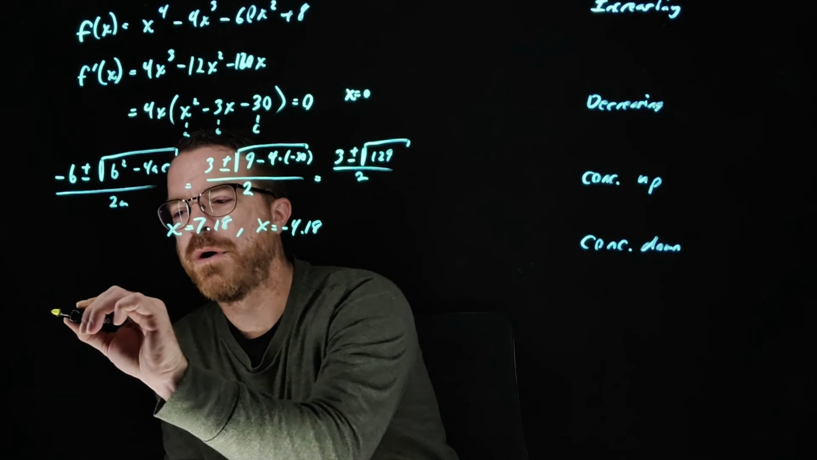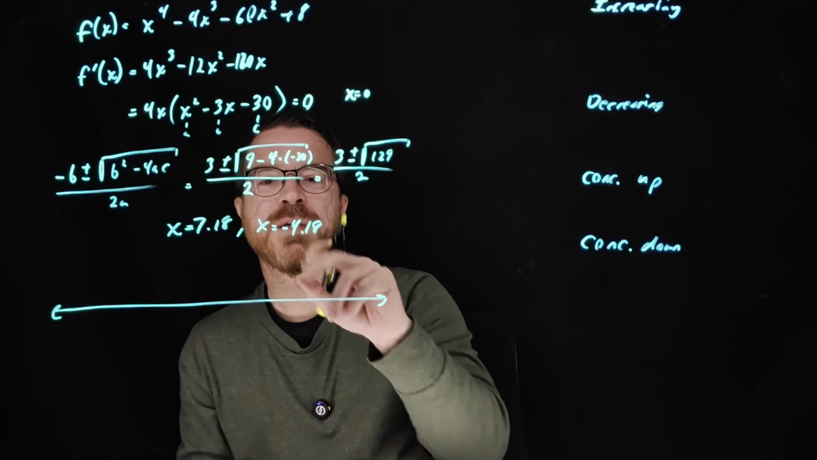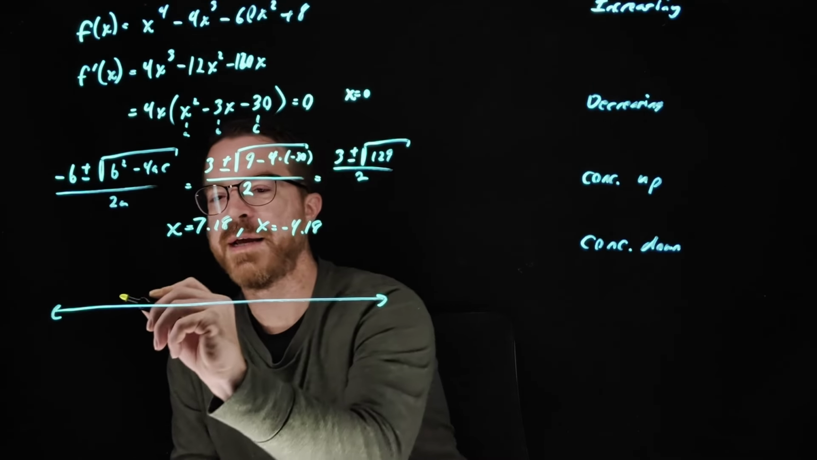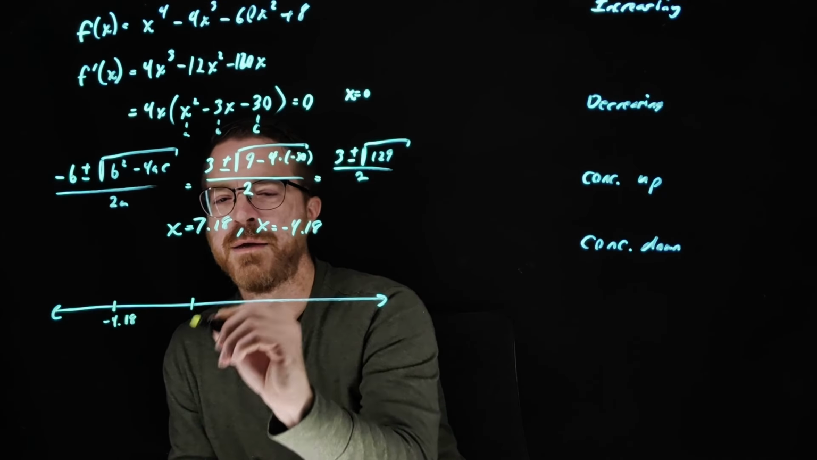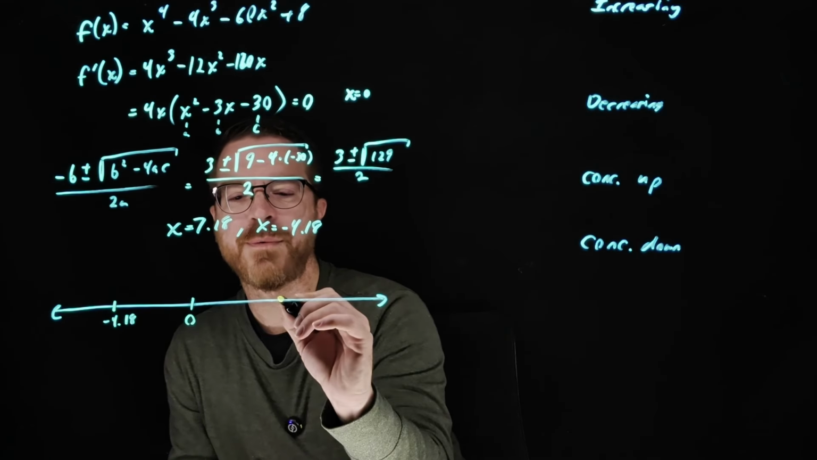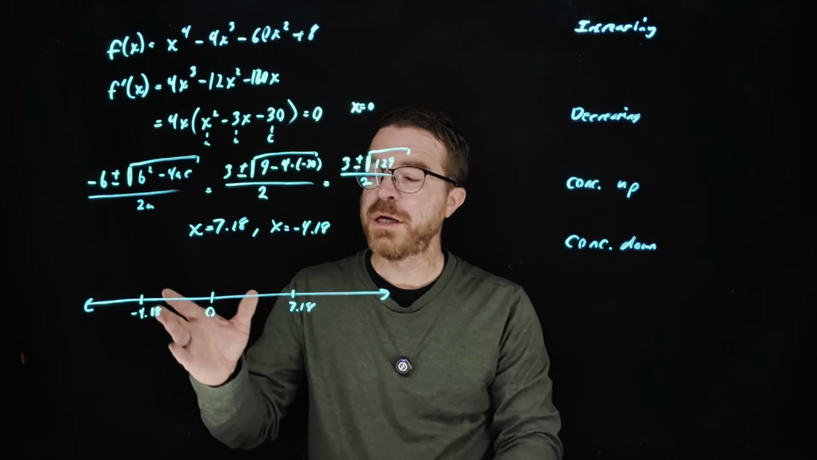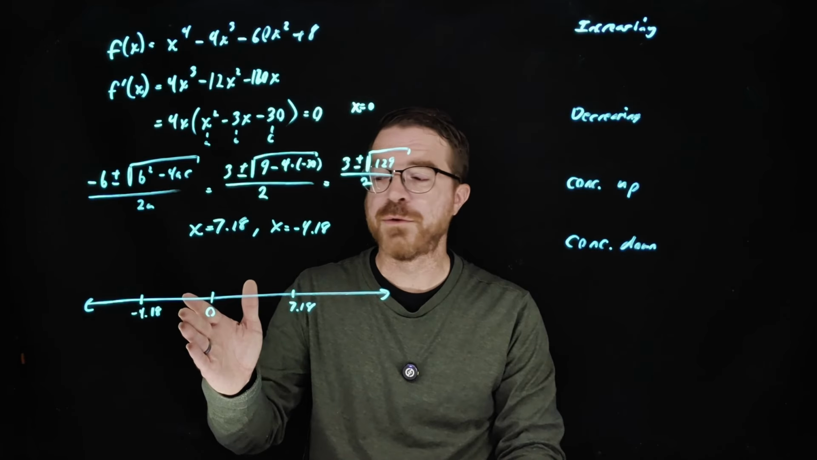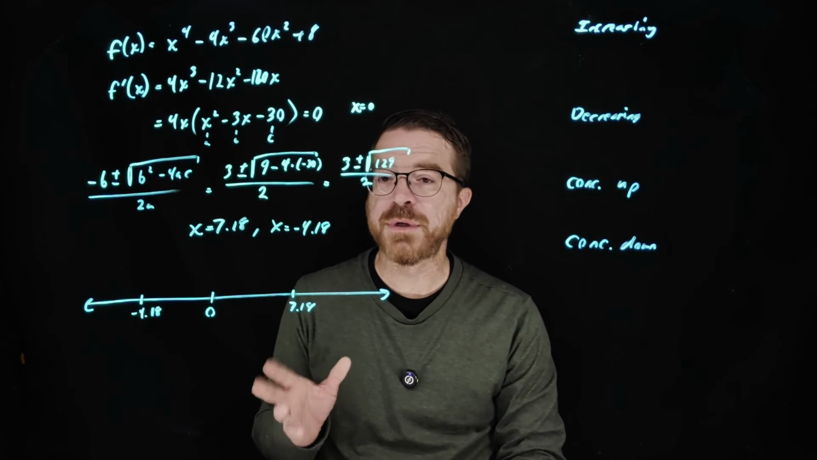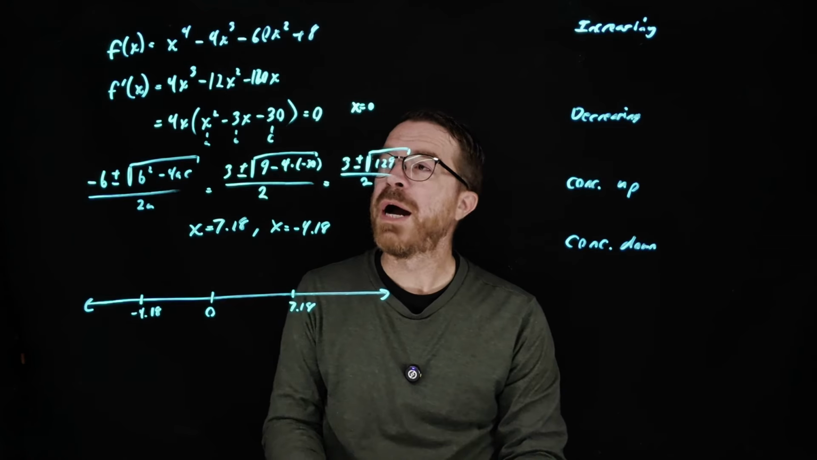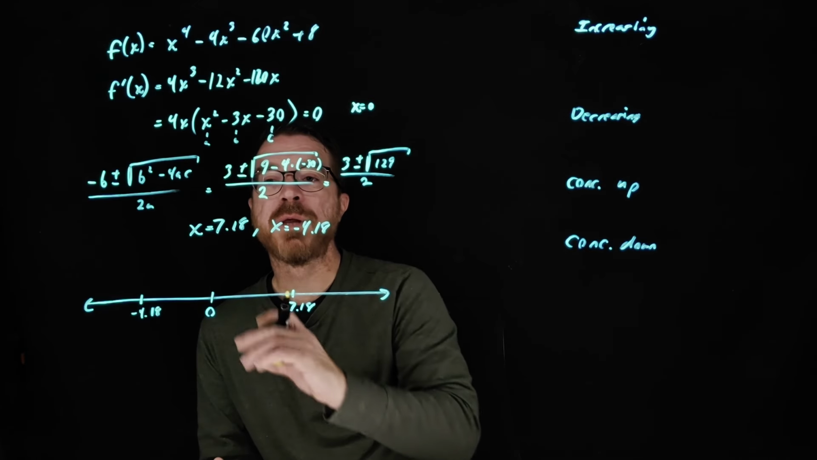So let's say we draw a number line. This means that our critical values, we have x equals 0, x equals -4.18, and x equals 7.18. So if we have -4.18, we have x equals 0, and we have x equals 7.18. To figure out if it's increasing or decreasing, we're going to look at values to the left and to the right of each of these critical values, plug them into our derivative, and we're going to see whether they're positive or negative. So I actually already have done the first one, but I picked a value to the left of -4.18, and I plugged in -5.